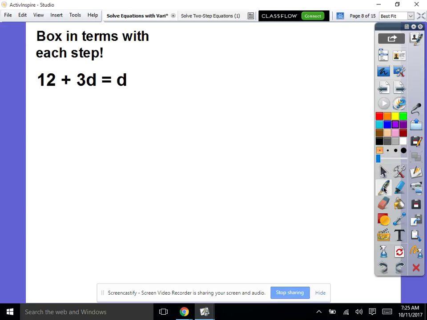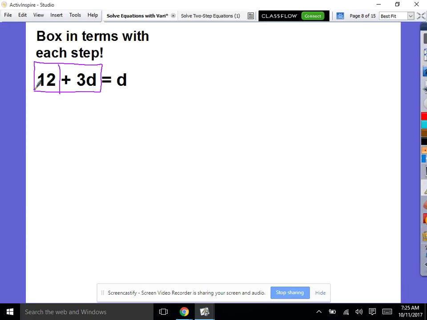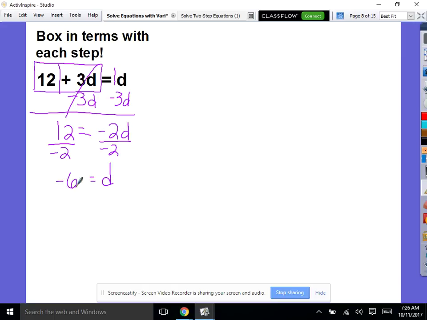Let's try another one. Box in. We want to eliminate a variable. So since there are two boxes on this side, we will get rid of 3d. And anytime you don't see a coefficient, it is 1. So you can go ahead and put that in if it helps you. That leaves us 12 equals 1 minus 3 is negative 2d. No constant to eliminate because we have it down to the divide and conquer stage. So we divide by our coefficient and we get d equals negative 6.